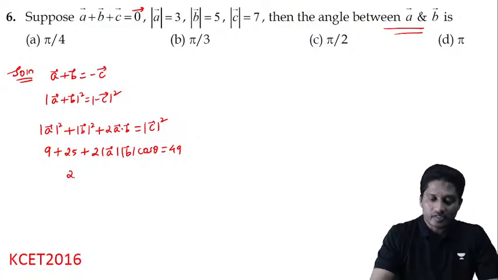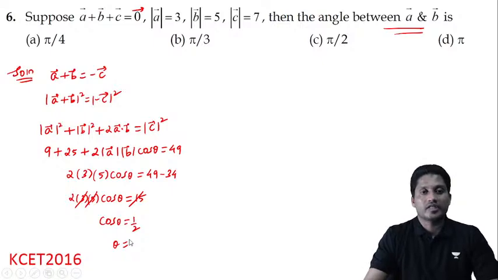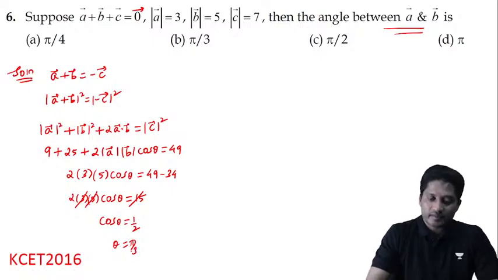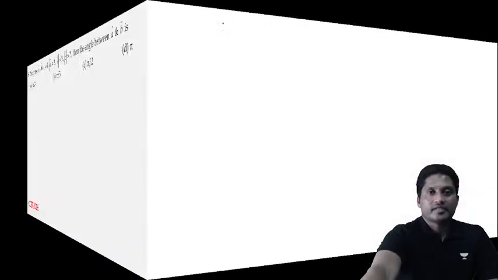Right, now from this, 2 times again modulus of A is 3, modulus of B is 5, into cos theta is equal to 49 minus 25 minus 9. So 2 into 3 into 5 cos theta is equal to 15. 5 into 3 is 15, so cos theta is equal to 1 upon 2. Cos theta is 1 upon 2 means theta should be equal to 60 degrees, right? Theta is equal to pi by 3. Okay, theta is pi by 3. Answer is option B. Let's move to the next question.